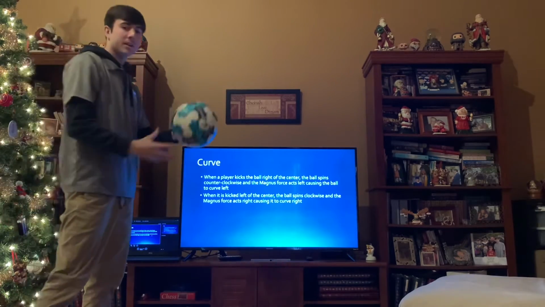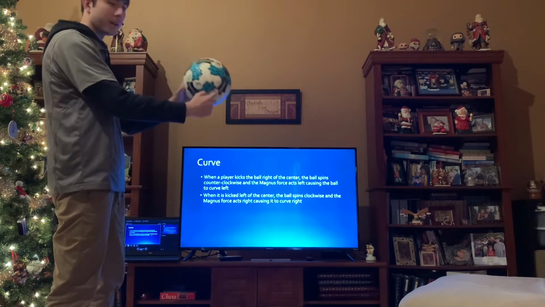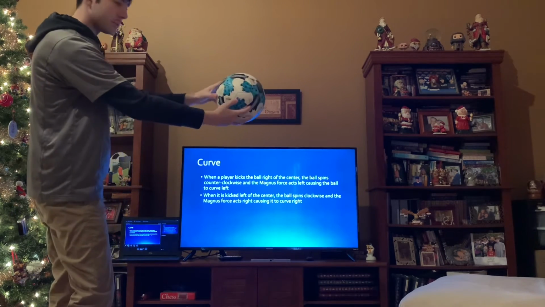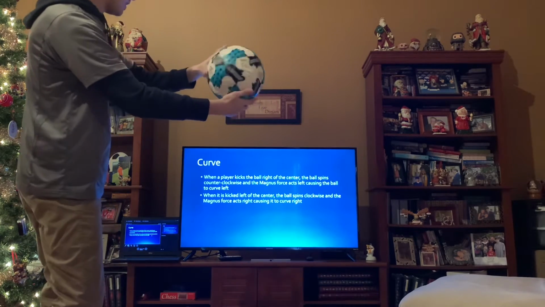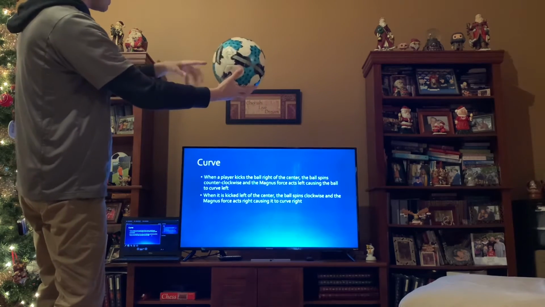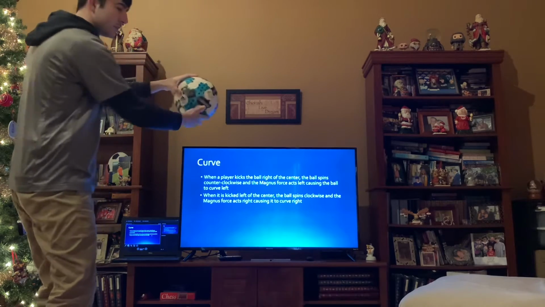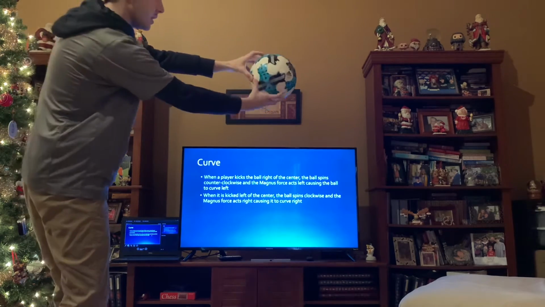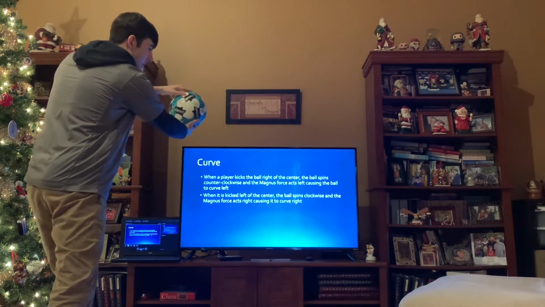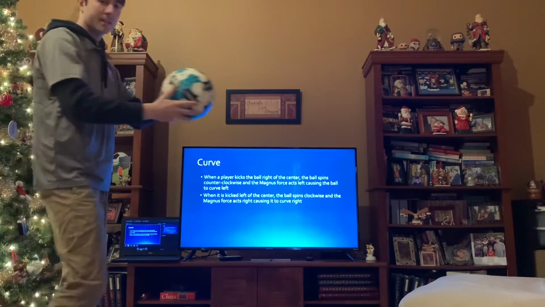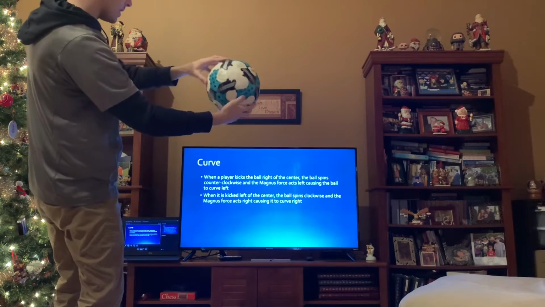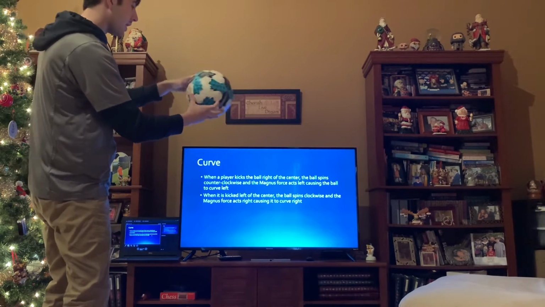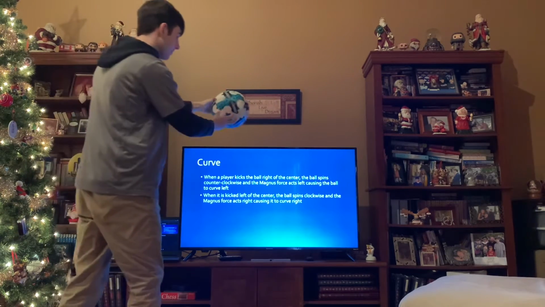So when a player kicks the ball off center, or to the right of the center, the ball will spin counterclockwise, and the Magnus force acts left, causing the ball to turn left. So if you hit the ball this way, it will curve back this way. When it is kicked to the left of center, however, over here, the Magnus force acts right, and it will cause the ball to curve right.